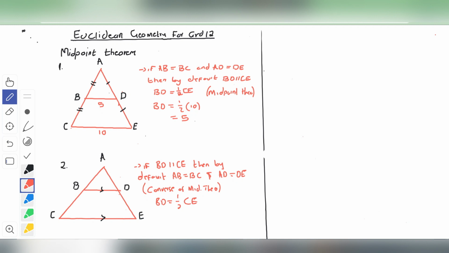This is how the midpoint theorem is. The first one: if AB is equal to BC and AD is equal to DE, then by default BD is parallel to CE, therefore BD is half of the distance of CE. Therefore the converse of it says what? If you are given that BD is parallel to CE, therefore you are allowed to say that AB is equal to BC and also AD is equal to DE, right? So now let's talk about the proportionality.